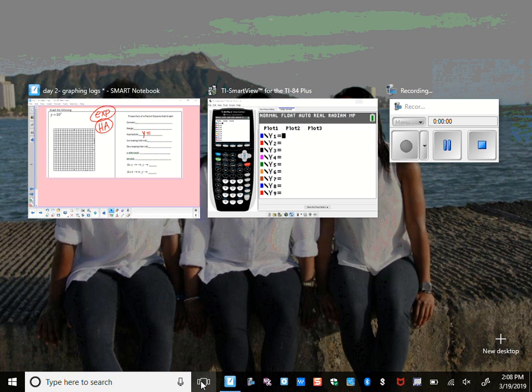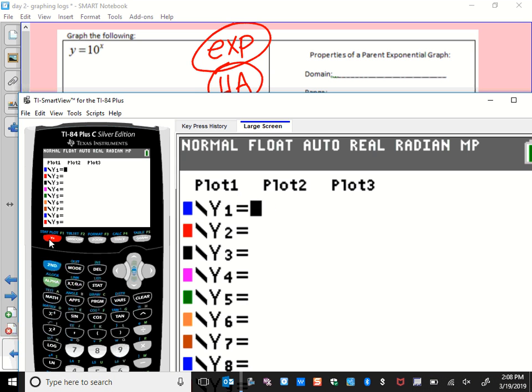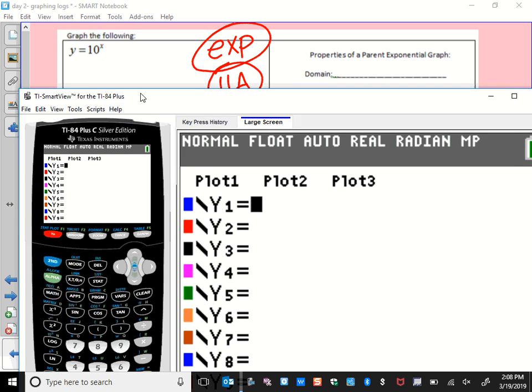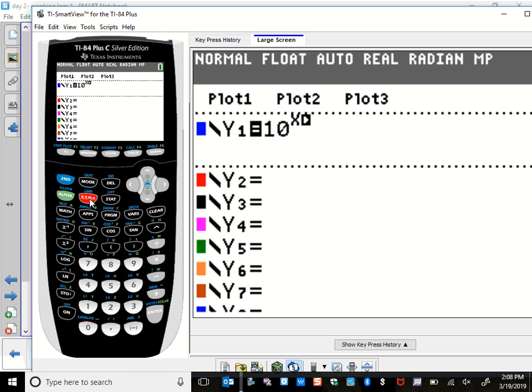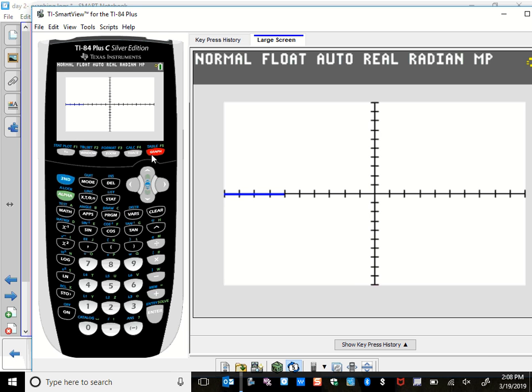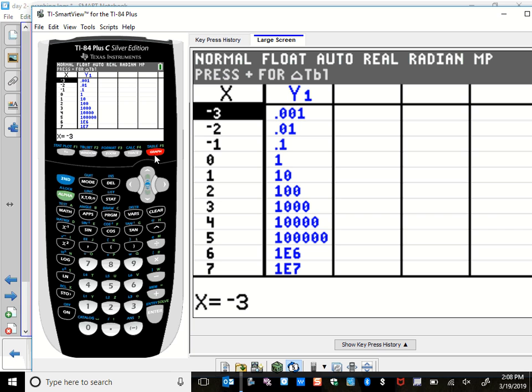Alright, type this into your calculator. In your y equals, you have 10 to the power of x. And then I want you to graph it. Let's see what it looks like. Alright, looks good? I'm going to go to my table and find something really easy that I can plot. I'm going to do 0, 1, and 1, 10.